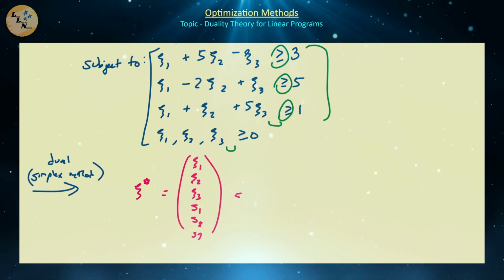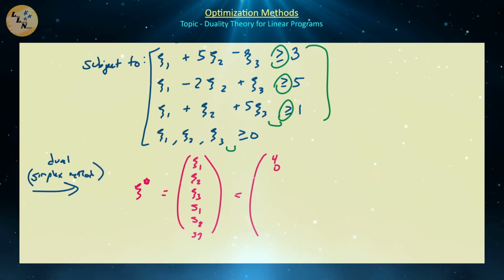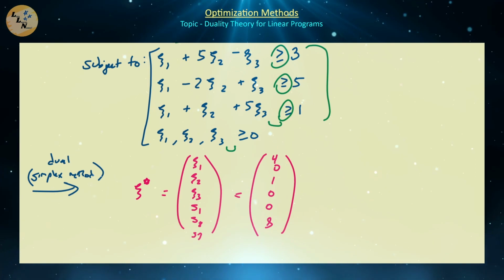And the optimal solution is going to come out to 4, 0, 1, 0, 0, and 8, which is not the same exact solution as previously mentioned before. Keep in mind, these are different variables. But there's going to be one thing that is very, very interesting.